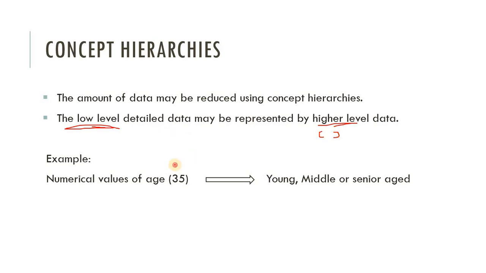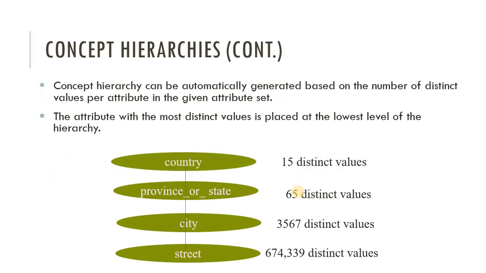So here the age is 35. We already defined that if the age is between 25 to 40, then it is middle age. So now we replace the age 35 with the middle interval value. That is done with the concept hierarchies.